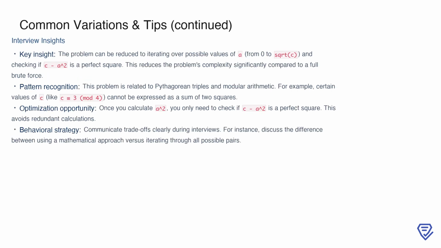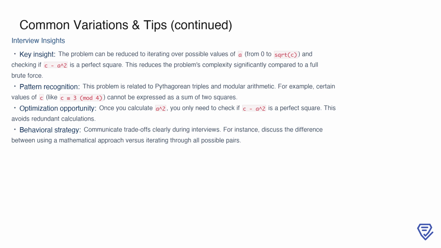A key insight for solving this problem is recognizing that it can be reduced to iterating over possible values of a from 0 to sqrt(c), and checking whether c - a squared is a perfect square. This drastically reduces the complexity compared to a naive brute force approach.